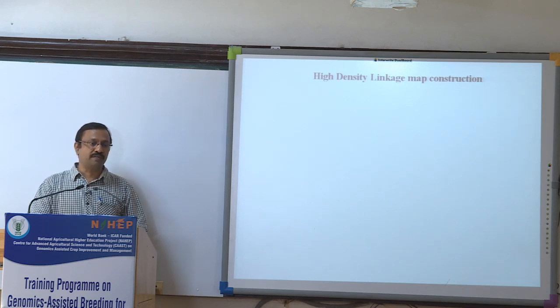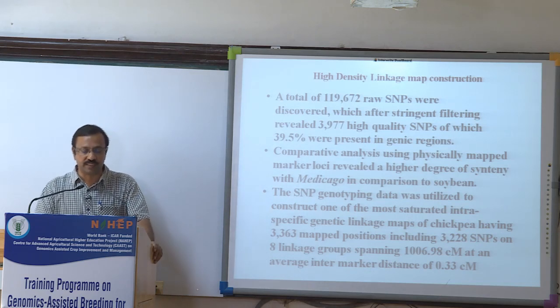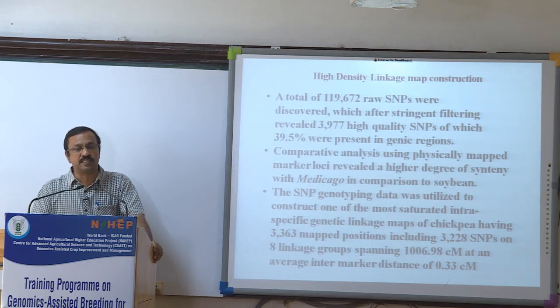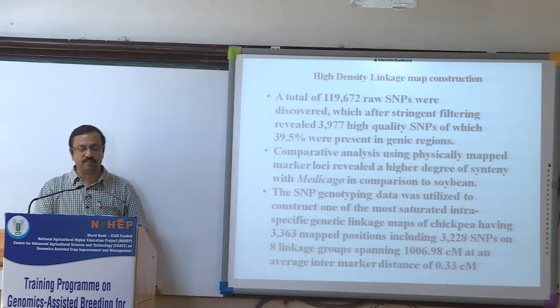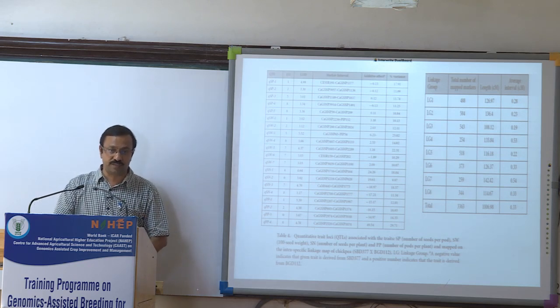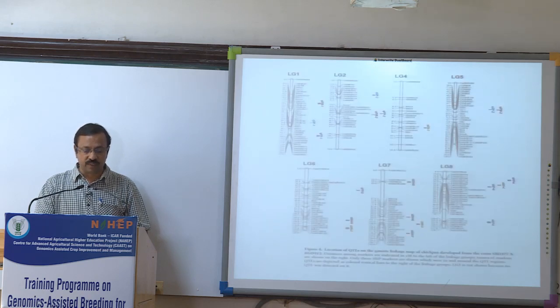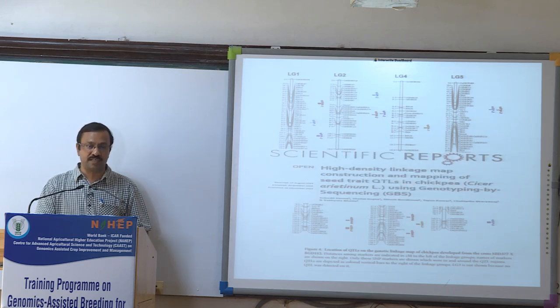Now we didn't stop there. We thought we needed to saturate it because a new generation of markers had come into play, and these were the SNP markers. So we started looking at how we could do this, and we did GBS for this, and we could get almost 1 lakh markers. We could refine them, and we could actually anchor about 4,000 of these markers, and we could identify a large number of QTLs for various yield parameters in almost all the chromosomes, which has come out in Nature Scientific Reports.